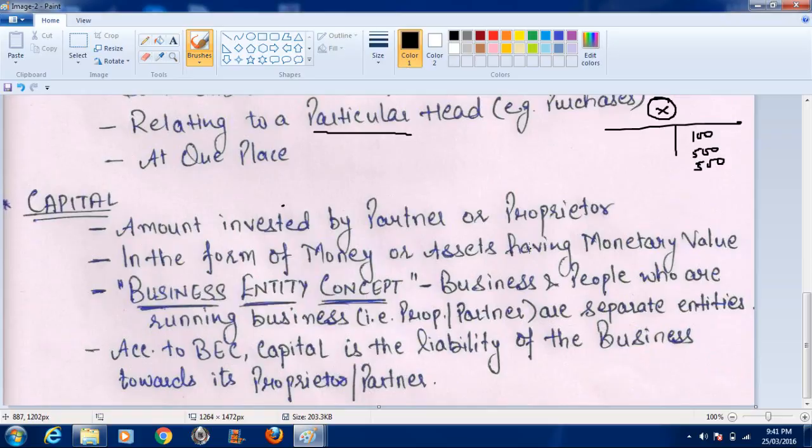Now next we have capital. This is one very, very important term in accounting. Capital. What is capital?